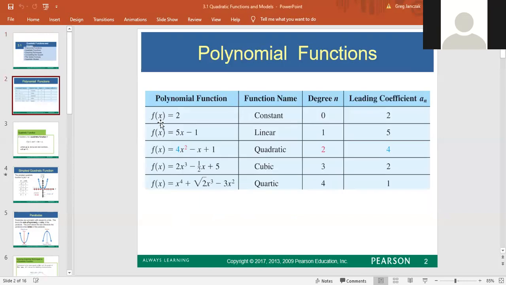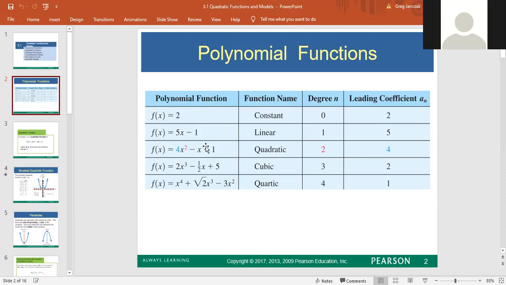Basically, polynomials are identified by their degree, and the degree is the highest power for the variable. So here, f of x equal to 2, the constant is 2, the degree is 0. So this would be like saying 2x to the 0 power. Next is 5x minus 1, a linear function that has a degree of 1. So this would be considered x to the first power.